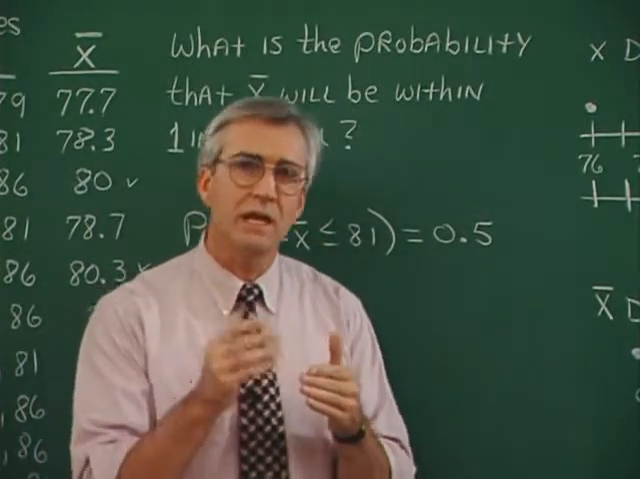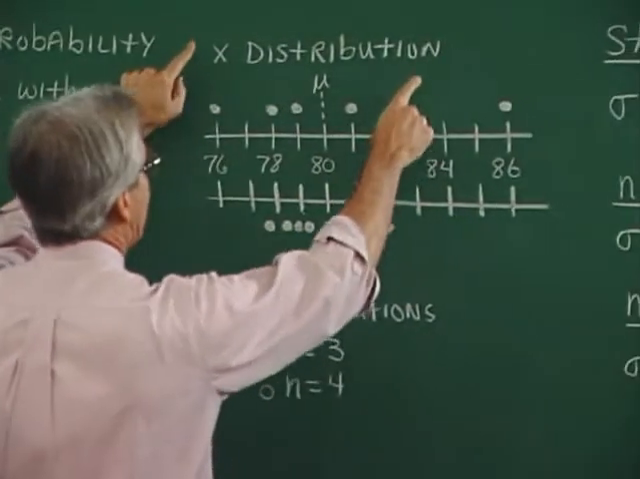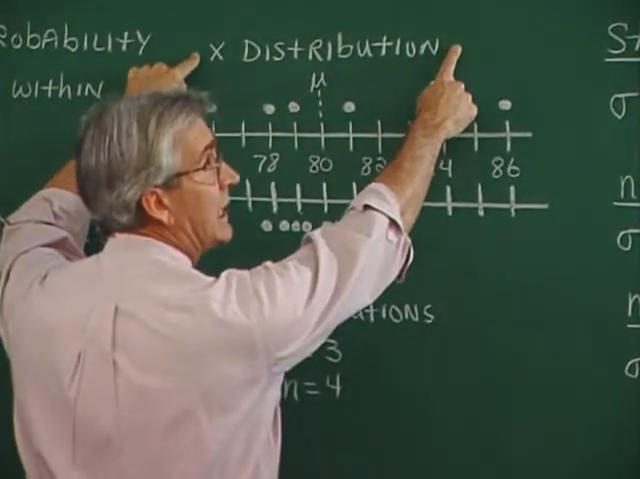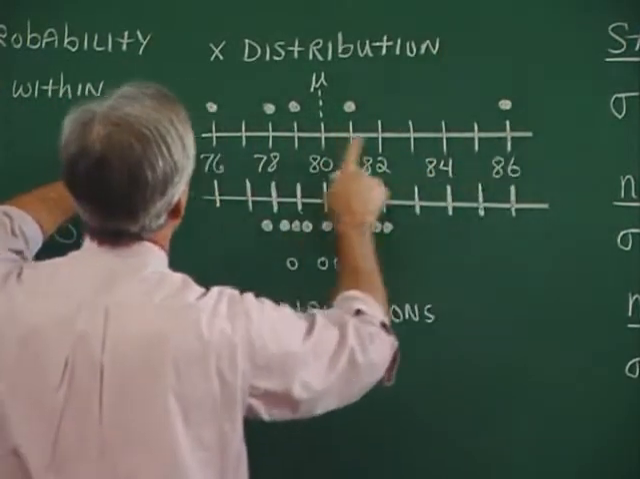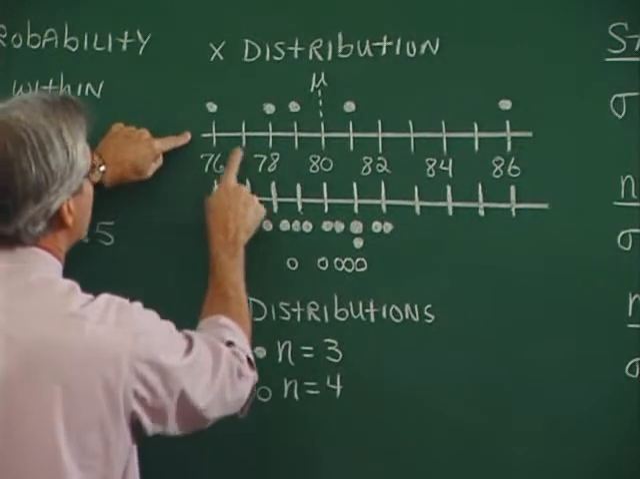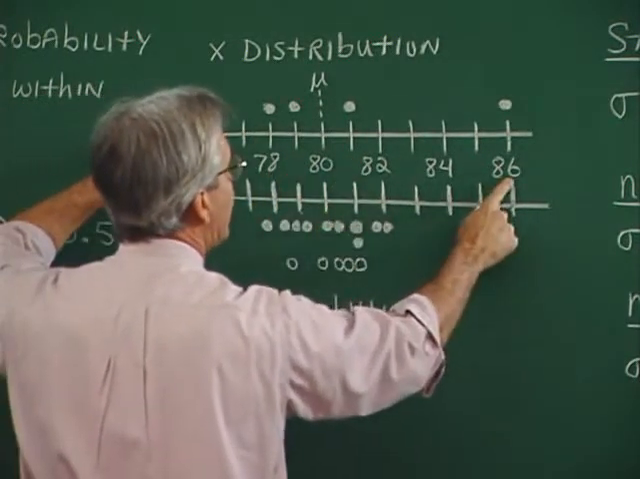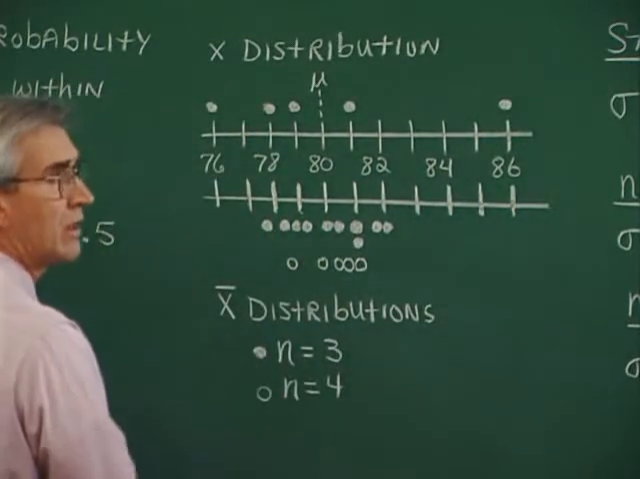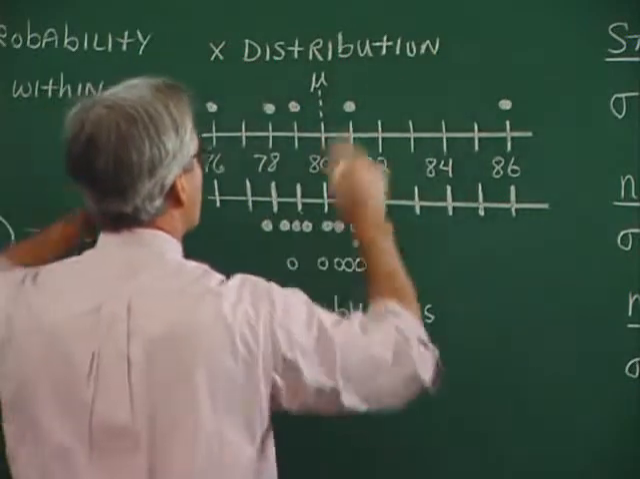Well, we can see it from this chart. Now, I have the values in the X distribution, in our population that we started with. I have them on this graph. All right, the one height was 76, another was 78, another was 79, 81, and 86. Those were the heights that we started with. The mean mu at 80. Okay, that's the X distribution.